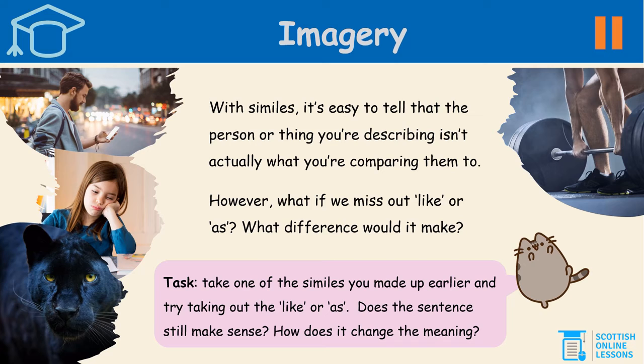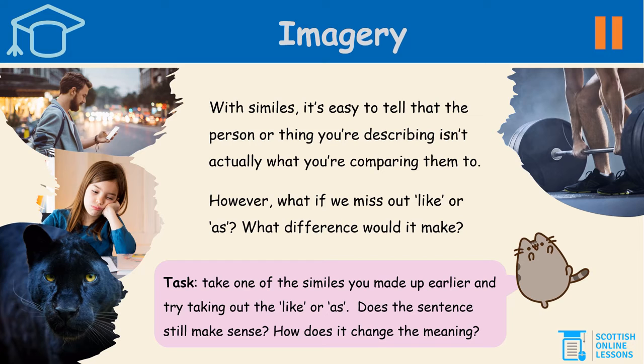With similes, it's easy to tell that the person or the thing that you're describing isn't actually what you're comparing them to, because you're making it really clear to your reader. However, if we miss out like or as or any of those phrases, what difference would it make?